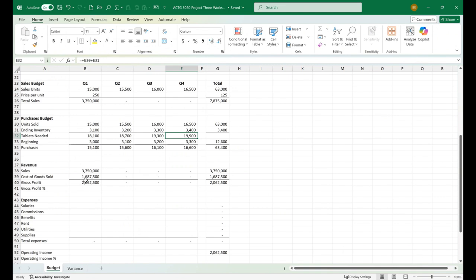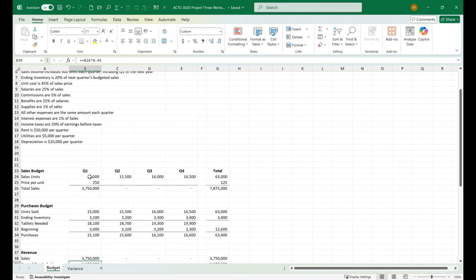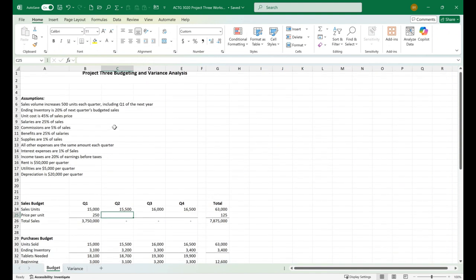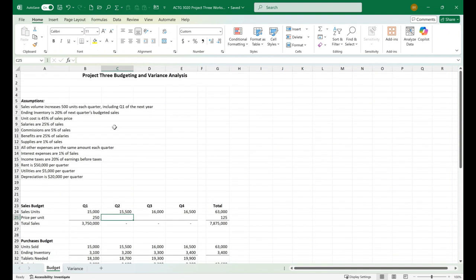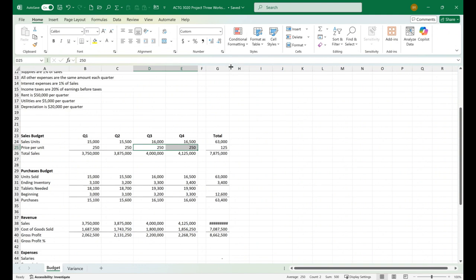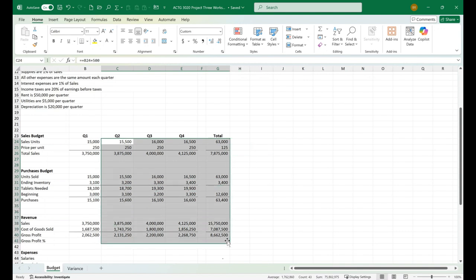And in sales revenue, it's already figured out based on cost of goods sold. Price per unit, you can see, is going to be pretty consistent. Unit cost is 45% of sales price. Sales price is $250 per. So you just assume that, and that number you can spread. And so you're going to have these numbers, but for now I'm going to block these out.